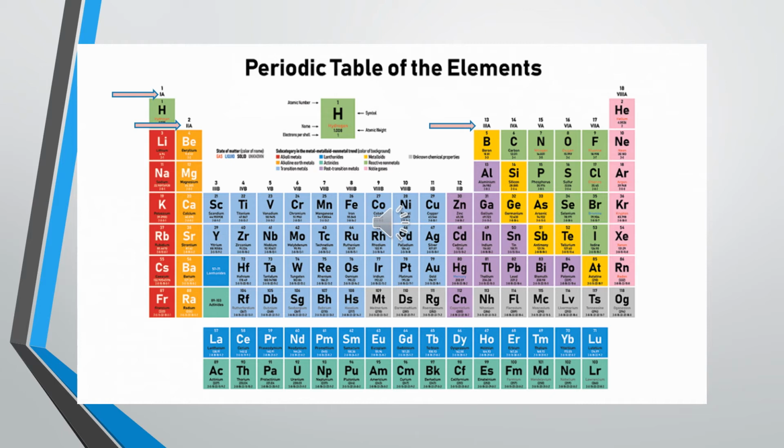The more traditional numbering system uses the A and B notation, where the main group elements are the first 2 groups, 1A and 2A, and the last 6 groups, which are 3A through 8A, or in the modern system, 13 through 18. And all the B elements are in the middle, and these are the transition elements. The octet rule applies only to main group elements. It does not apply to transition metal elements.